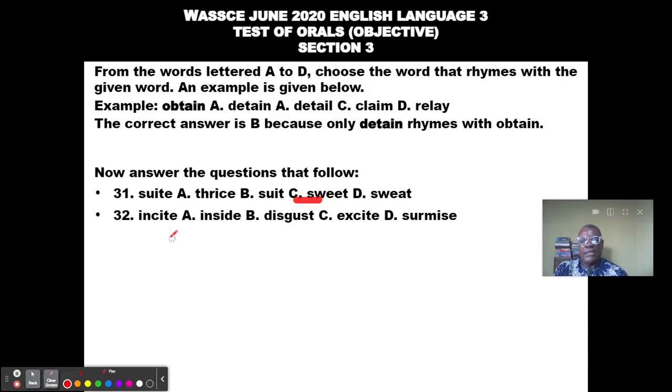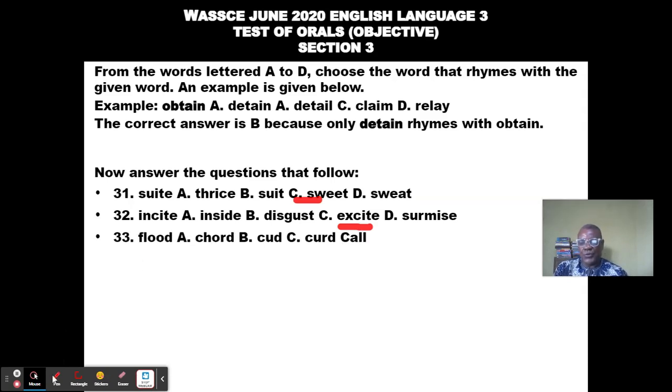Question 32. The given word is insight, inside. A, inside, no. B, disgust, no. C, excite, yes. You have sight here and you have sight here, all right? D is completely out of it.